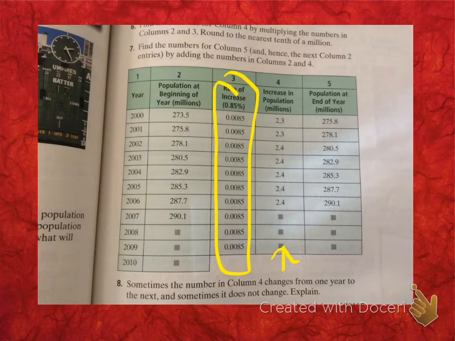So notice what they've done. They did 0.0085 times 273.5, and they produced, rounded to the nearest tenth of a million, 2.3 million people, and they added it in. That's where they got this.